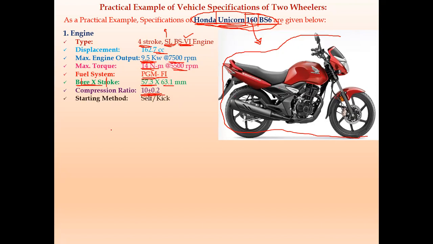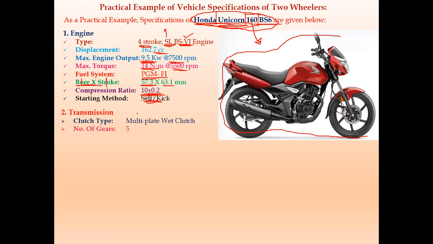Then a starting method is also there. So it is self start, or we can say kick start method is there. So these are the engine parameters. Now the second parameter is the transmission. In transmission we have gears. If you see in this, a clutch system is there and a gear system is there.